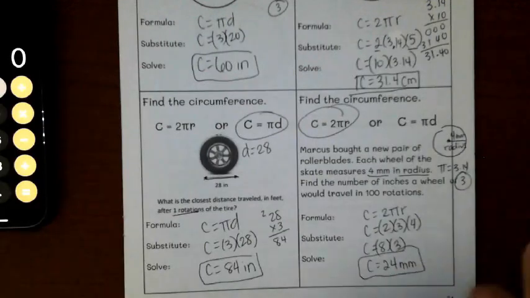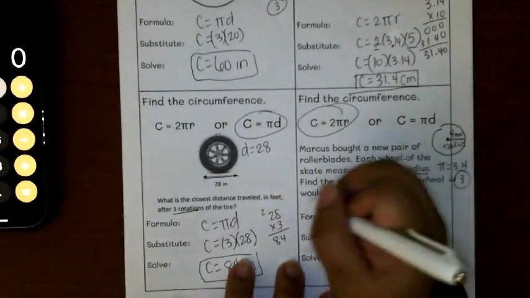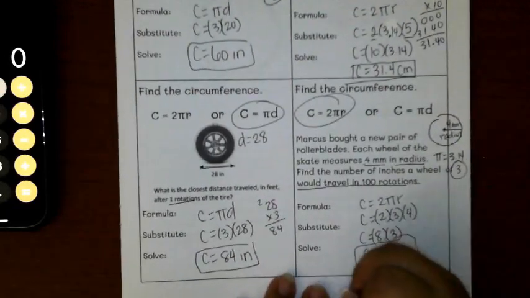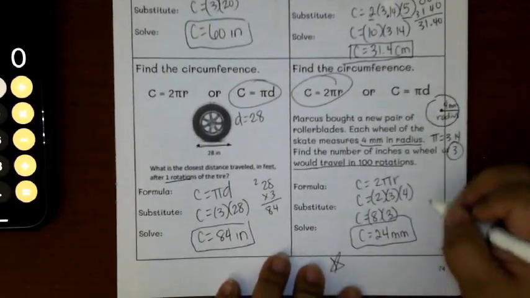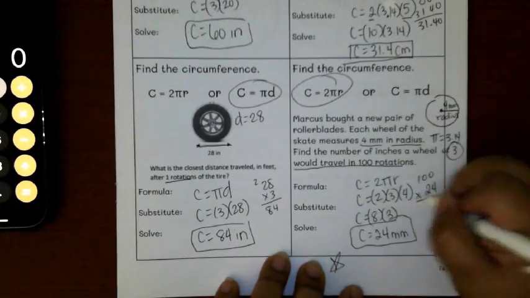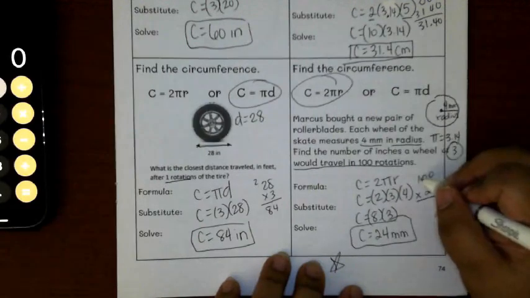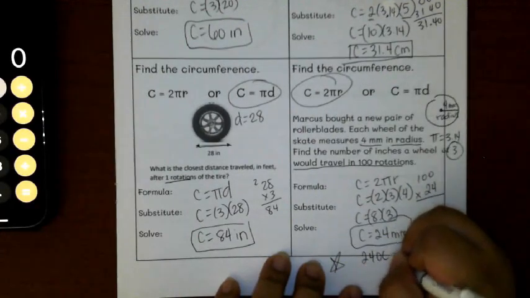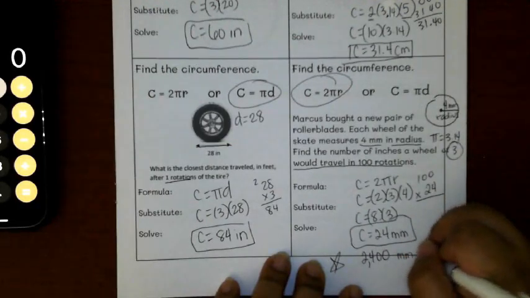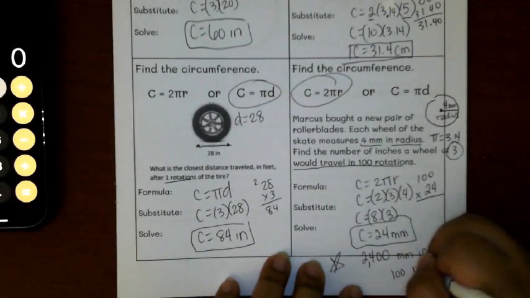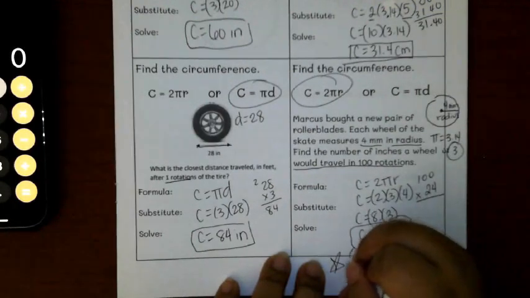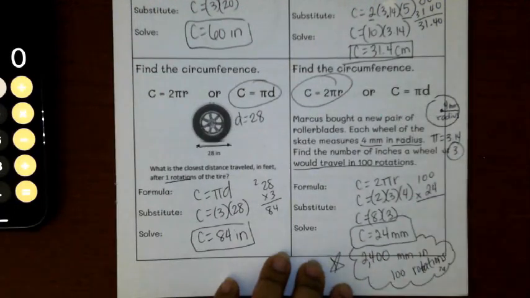I almost forgot that it is asking you how much it's going to be in 100 rotations. So our final answer is really going to be 100 times 24. And we all know that 24 times 1 is 24, and then I just add those 2 zeros, so it's going to be 24 millimeters in 100 rounds, or rotations. So our final answer is 2,400 millimeters.